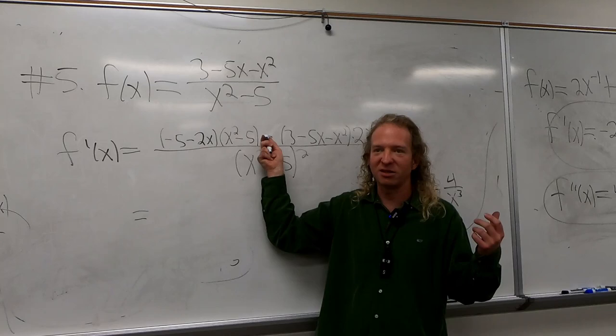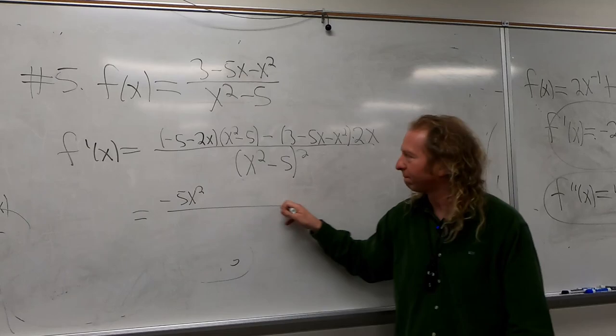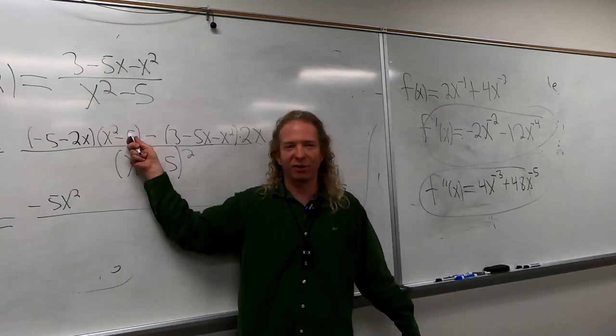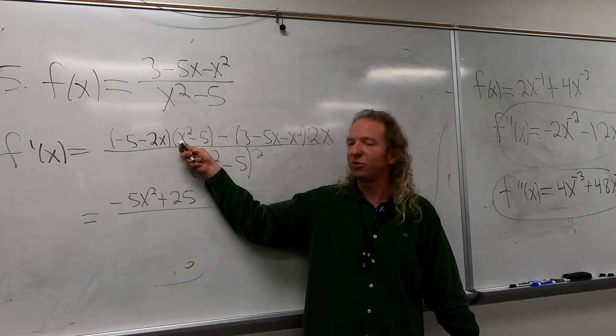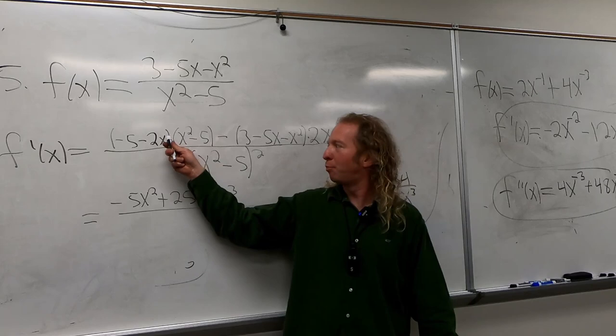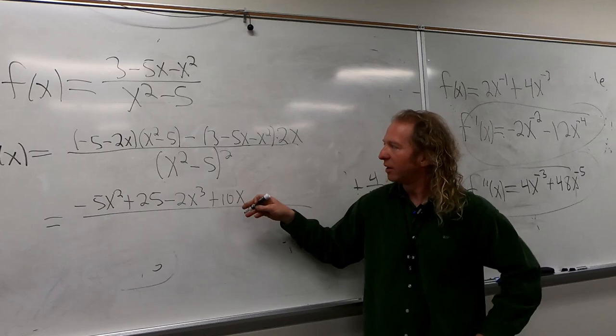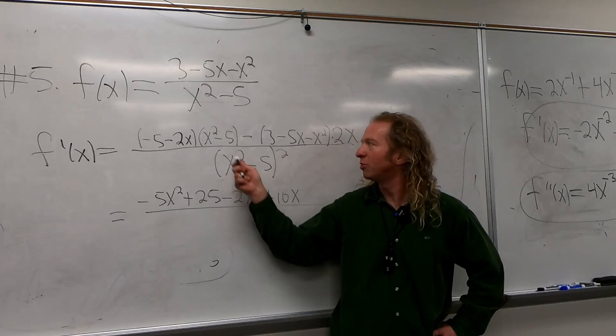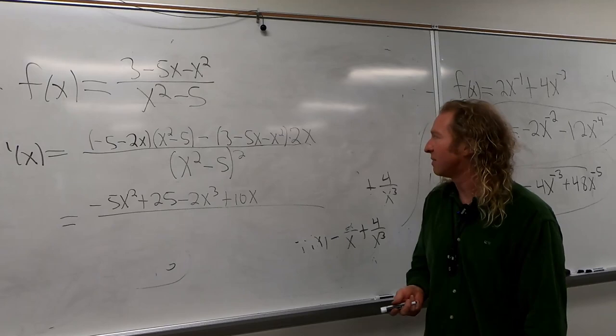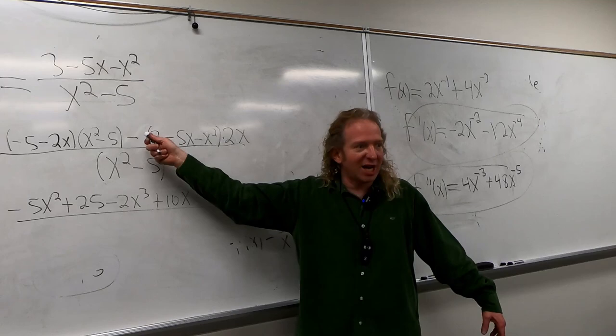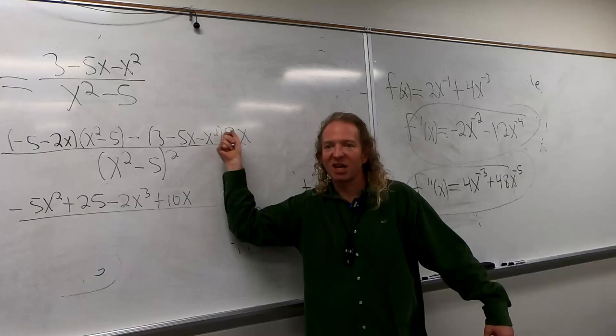So it'll be -5x squared, and then plus 25, right? Plus 25. Then -2x cubed, plus 10x. Let me go over that again, just make sure I did it right. So -5x squared plus 25, -2x cubed plus 10x, right? I'm not a fan of this. But again, it's one of those things in math. I mean, you're supposed to be able to do it. This negative is going to get distributed at the same time as this 2x, right? So you distribute both. So it'll be -6x, right? -6x.